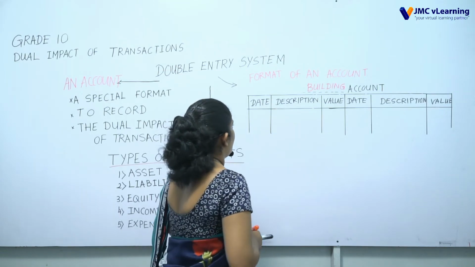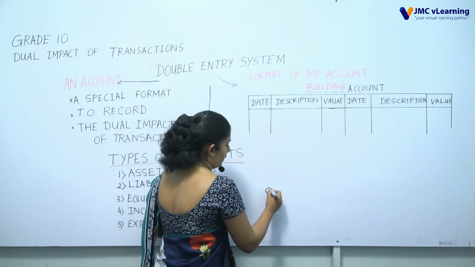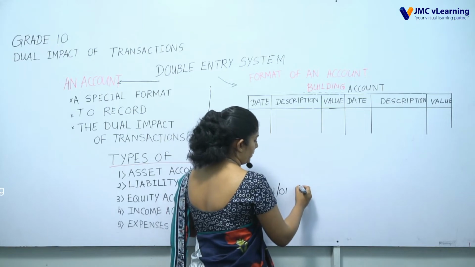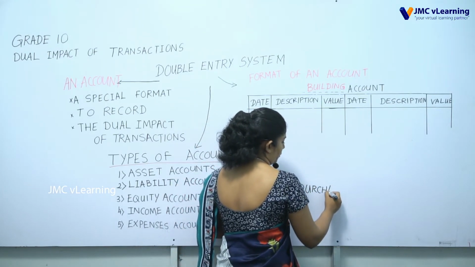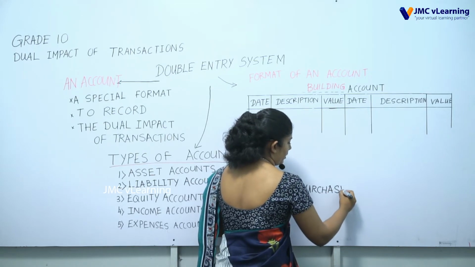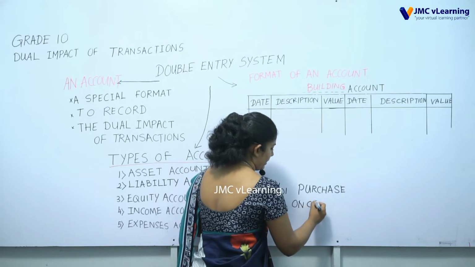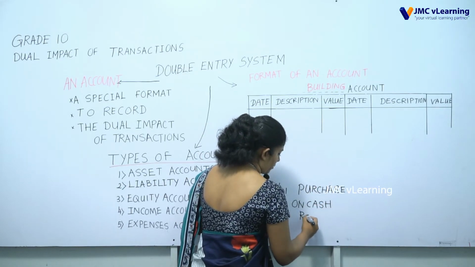So, there's a transaction. On 1st of January, we purchase a building for the use of the business. We purchase a building on cash basis, 50,000 rupees.